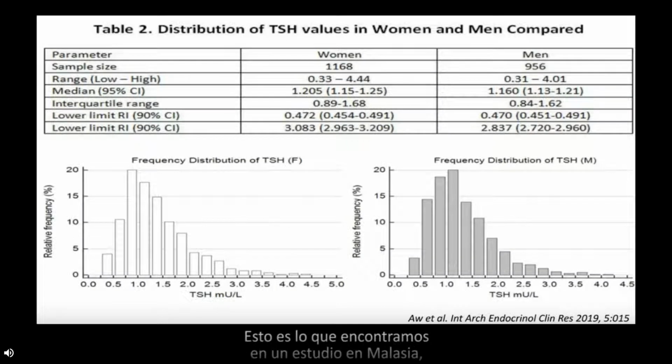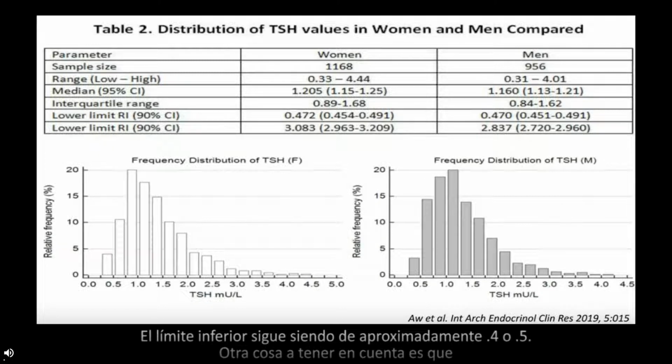And this is what we found in a study in Malaysia in a community health fair. We find that the range of values in women was 0.3 to 4.4, and in men was 0.3 to 4. And if we take the middle 95%, the 2.5 to 97.5 percentile, after log transformation, this is what you see. And so you have much tighter values, with an upper limit of about 3. The lower limit is still about 0.4, 0.5.